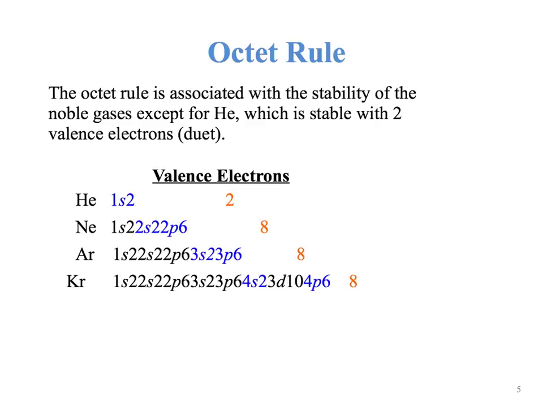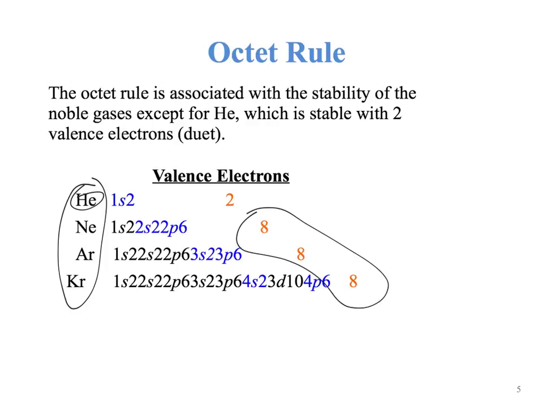Again, looking at this, we see all the noble gases, with the exception of helium, they all have 8 electrons in the last shell. 2 in the S and 6 in the P.